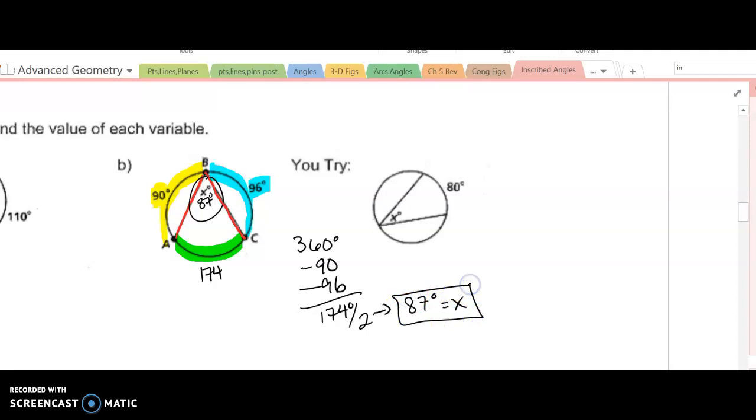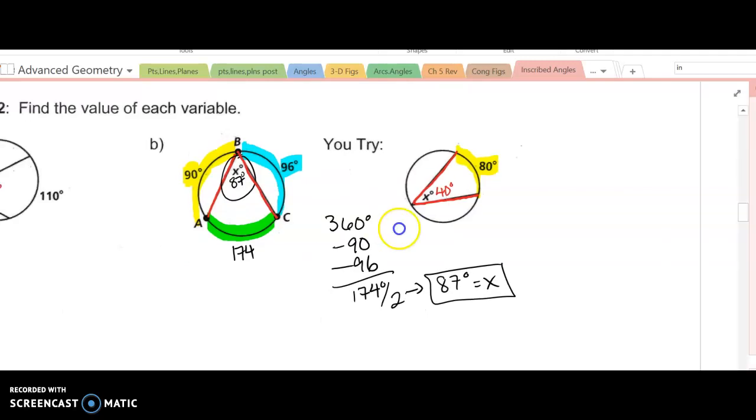All right, so pause the video, you try this last one, and then come back and see how you did. Okay, so on the you-try, the intercepted arc was that 80 degrees. That was the arc in between the legs of that red angle there. And so then X would be half of 80, so it's 40.